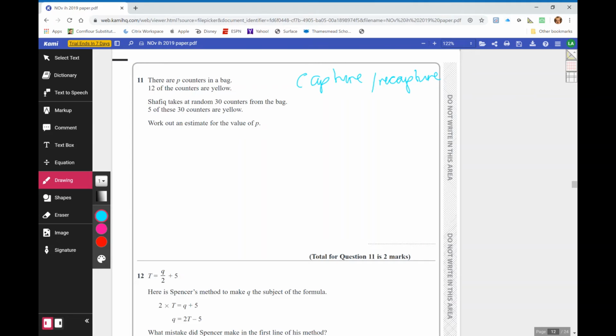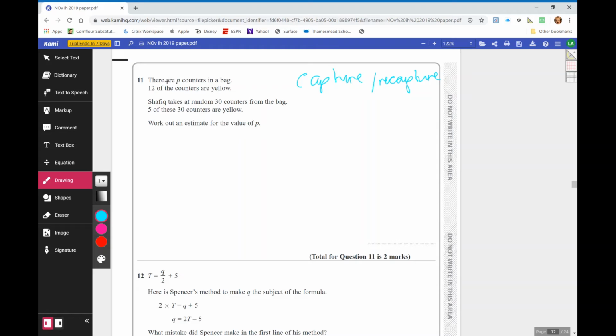What you're doing is estimating, and they use it a lot in populations. They quite often use fish and rabbits and stuff. This is basically, if 12 of the counts are yellow, and then you're taking a certain amount out of them, you're taking 30 out and 5 of them are yellow. It's like a proportion of the population.